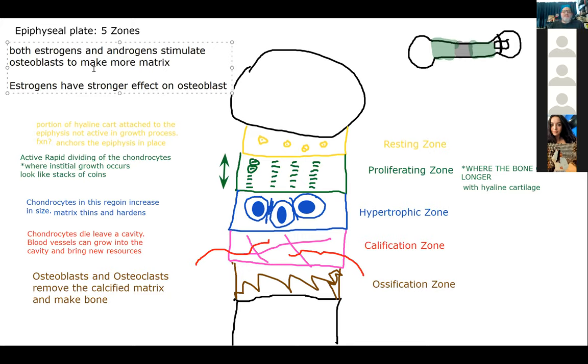Now, let's get back to this for one other thing. We know that estrogens affect the osteoblasts more strongly than androgens. And of course, the other thing we know is that at puberty, both males and females produce high levels of estrogens and androgens. And as we also know, those levels stay high for their entire lives, all the way till death, right?